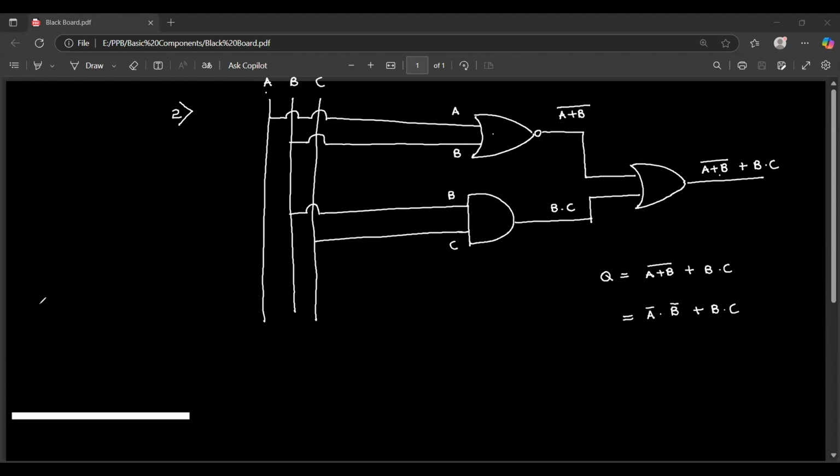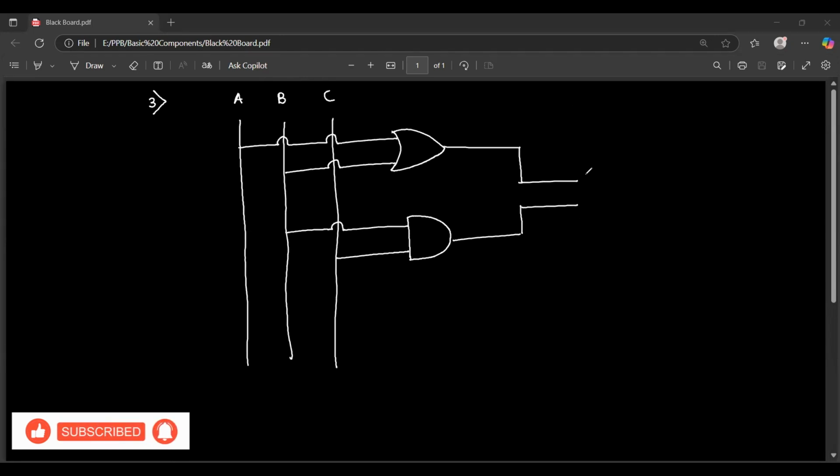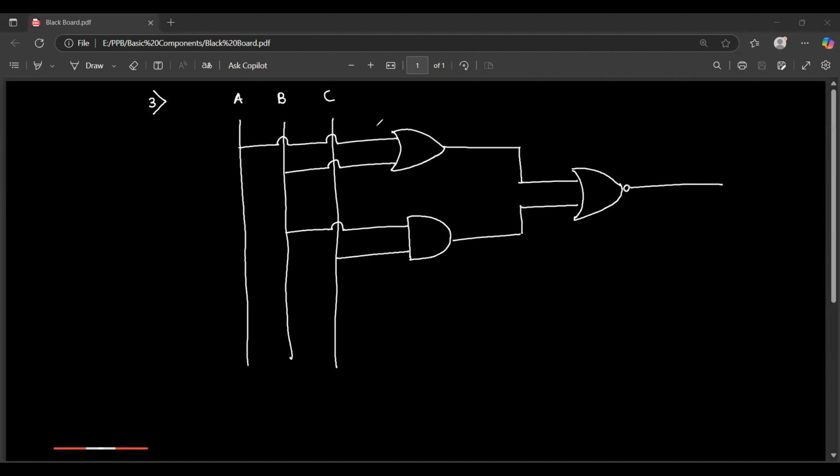Now let's do another question with a diagram. How can we do this question? First of all, let's look at the signals. Here we have A, here we have B, here we have B, and here we have C. This will be an OR gate, so the output will be A plus B, and here we have an AND gate, so it will be B dot C. Since this is a NOR gate, the output will be A plus B plus B dot C whole thing bar. So this is the output.